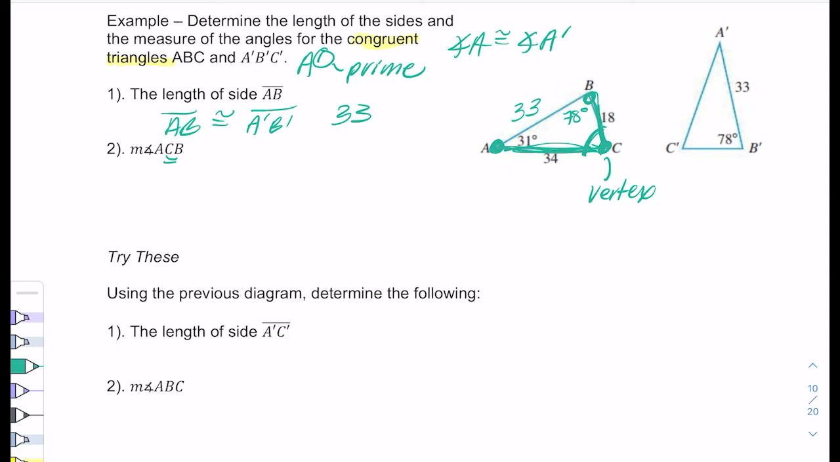Knowing that, I can now figure this out because I know that in a triangle it has to add up to 180. So I'm going to add up 31 plus 78, which gives me 109. And then I'm just going to subtract that from 180. So 180 minus 109 is 71 degrees. So I know angle ACB has to be 71 degrees.